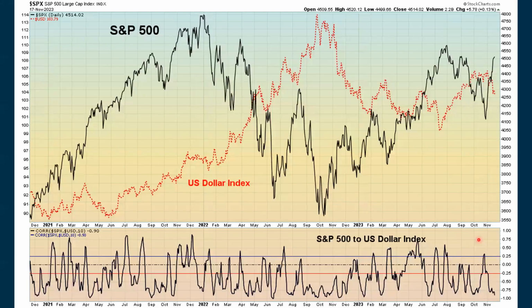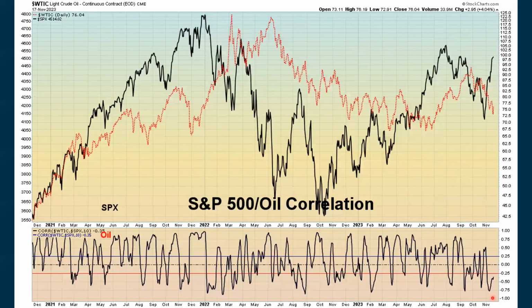We compare the S&P to the dollar, and they're having a tendency to go in opposite directions. So if the dollar's up, that could put pressure on stocks. If the dollar's down, that could give support to stocks. Then we look at oil to the S&P 500, which is working its way back to neutral, but they're having a slight tendency to go in opposite directions.